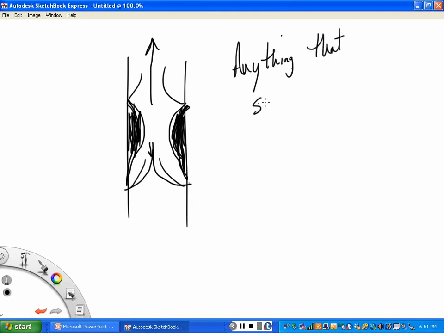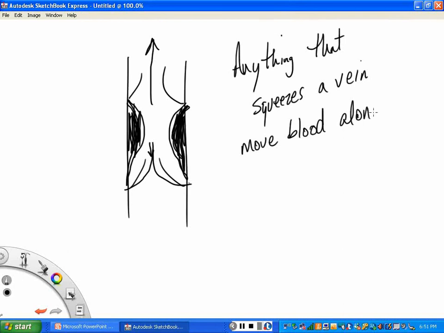So our concept is anything that squeezes a vein tends to move blood along in the proper direction. Anything that squeezes a vein helps to move blood through the vein. Well, that's as long as you squeeze it and then you let go of it, correct? I mean, if you just squeezed it and held it, that wouldn't be very good for pumping. That would push some and then you close it off. So we don't want that.